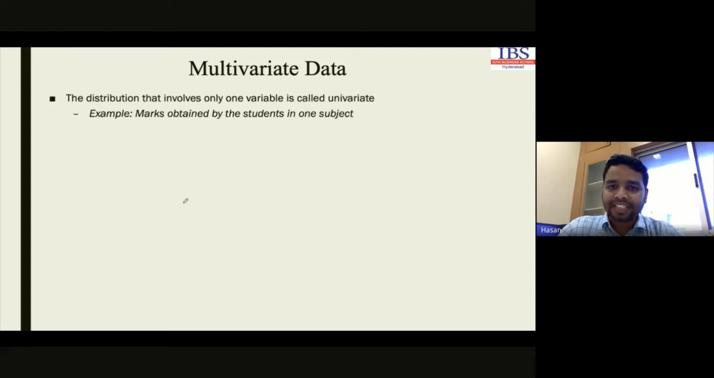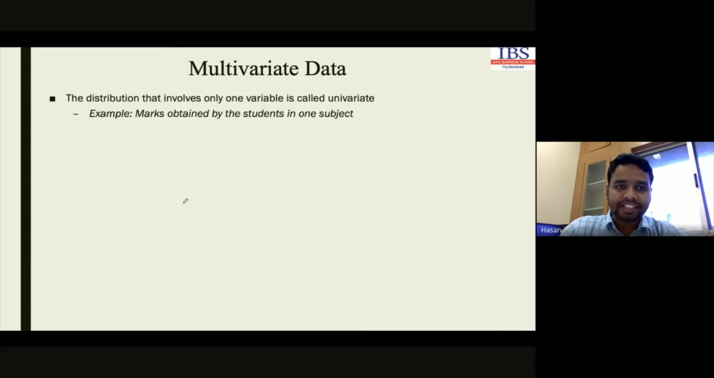Similarly, if we are talking about more than one variable, for example, the marks obtained by a particular student in business statistics, then in economics, then in other subjects. If you have 7 different subjects, then 7 variables will be there, not only one. So when the number of variables is more than 1, it will be multivariate data.